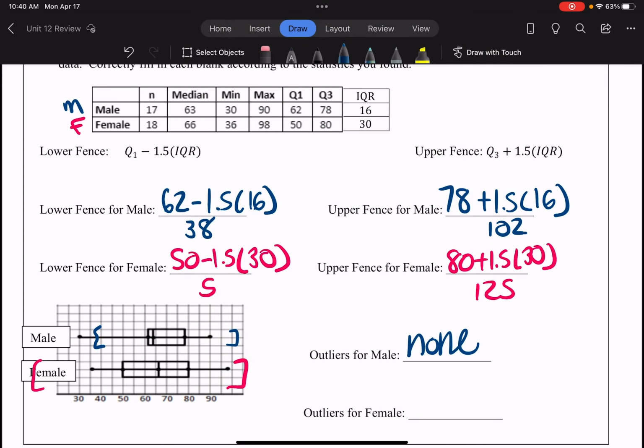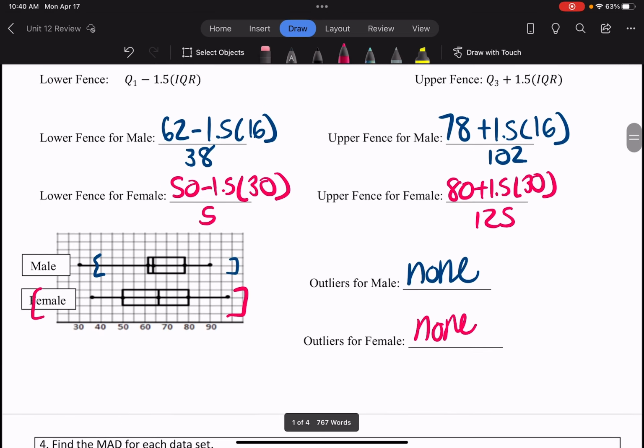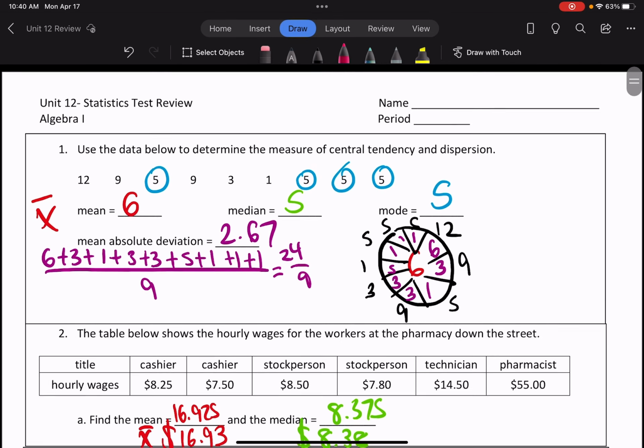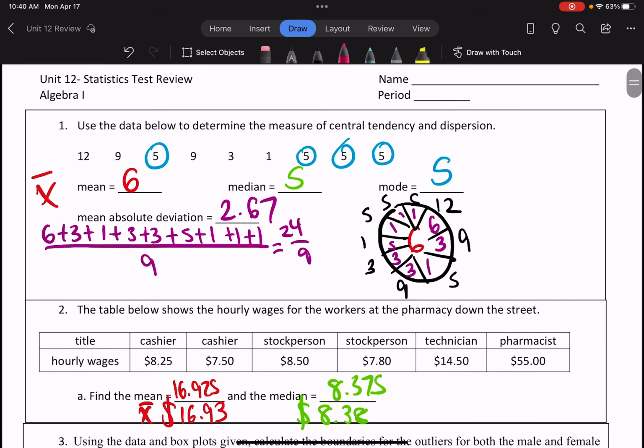Now I'm going to look for outliers in the female data. Minimum for the female data is 36, so this is much higher than the lower fence. The maximum for the female data is 98, which is lower than the upper fence, so there's also no outliers for the female data. And guys, that completes the first page for the Unit 12 test review.